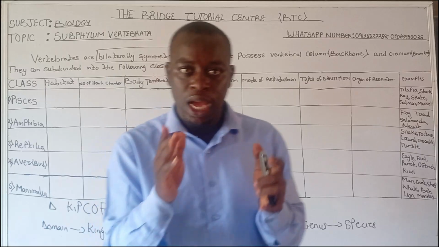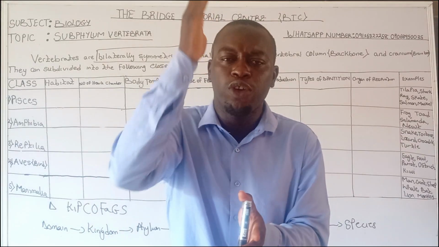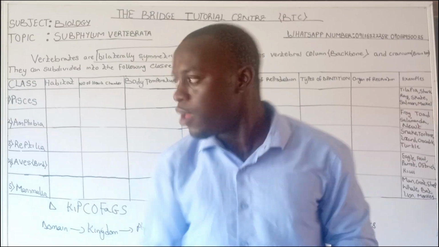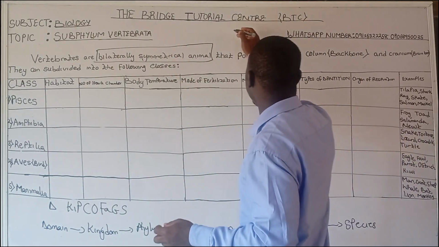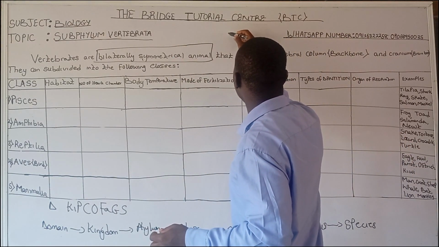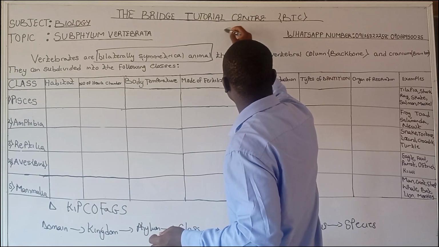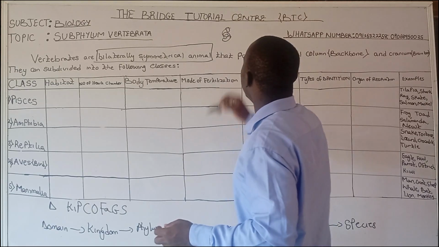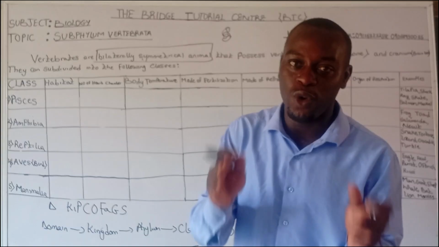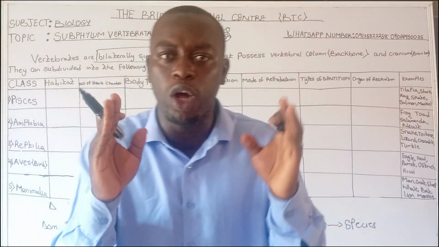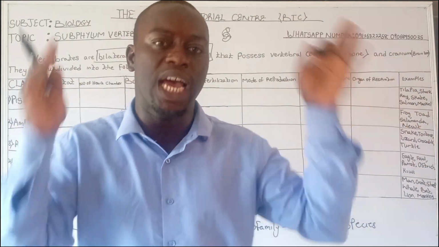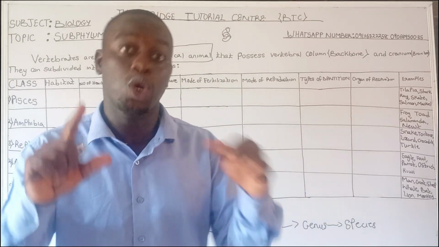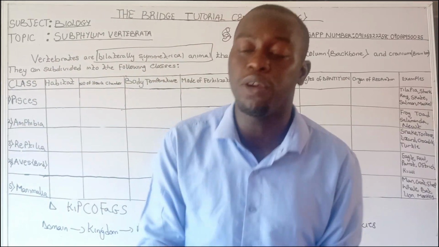Asymmetry refers to organisms that cannot be cut along any plane to give you two equal sides. For example, let's assume you have something like this. There is no way it can be cut along any plane to give you two equal sides. That's asymmetry, and it usually occurs in some Porifera, all those sponges.